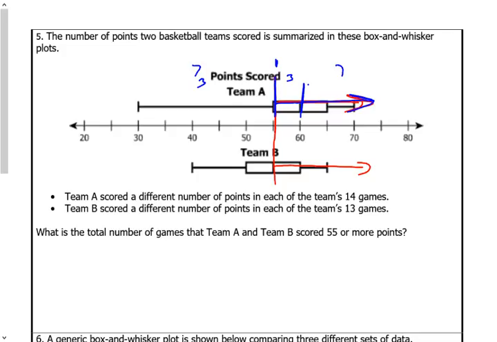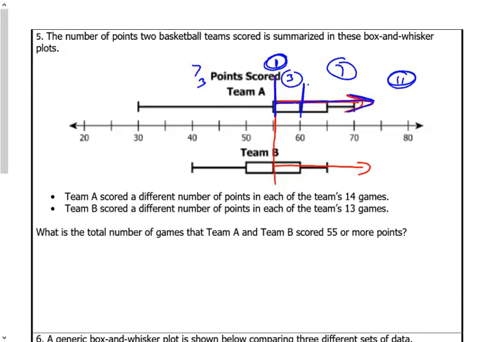So, how many games are 55 or more? There's 1, 3, and 7. So that means there are 11 games total where they scored greater than 55. If I said, well, greater than or equal to 55. If I had said just greater than, I wouldn't have counted this one right here.